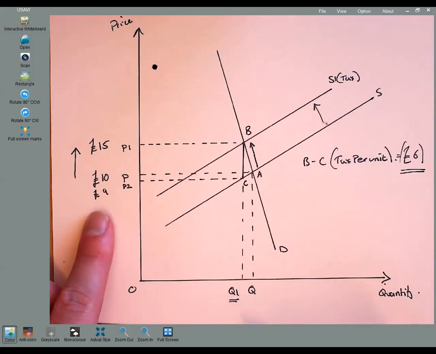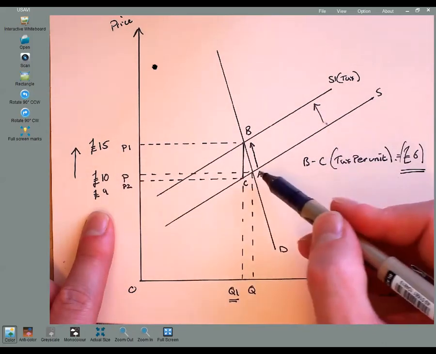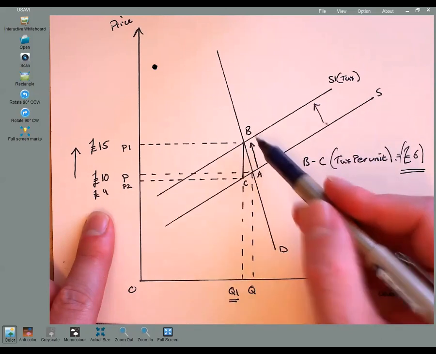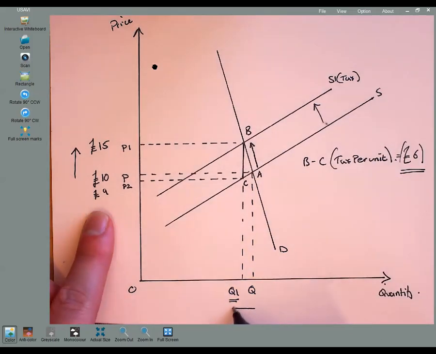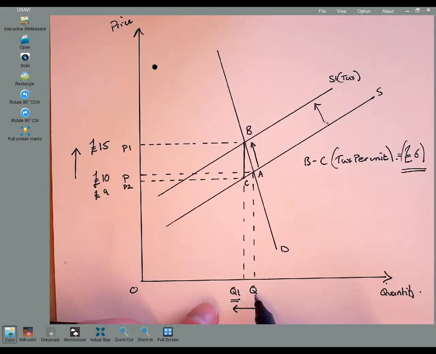This decrease in supply increases the price of the good, causes a contraction from point A up to point B. As a result, quantity falls on the x-axis from Q to Q1. Now, Q, if you remember, was the original equilibrium quantity under the free market. Q1 is what we call the socially optimum level of output. This is a level of output which the government deemed to be socially acceptable within society. Q is too much. Q1 is the socially optimum, the socially desirable level of output.